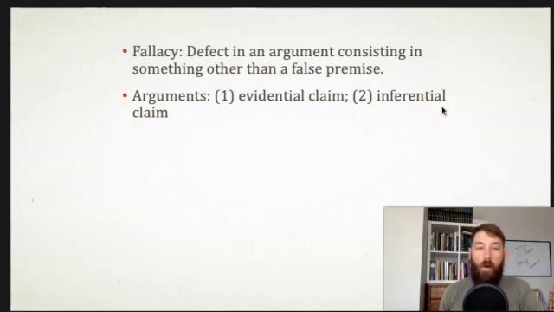And arguments can go wrong in either way. You can have an argument with a false premise, and then we've got a problem with number one. Or you can have an argument that commits a fallacy, and then you've got a problem with number two. Either way, the argument is bad. The argument has gone wrong, so it's a bad argument. Or the argument could go wrong in both ways. It could have a false premise and have a bad inferential claim and thus commit a fallacy. So this is what a fallacy is.